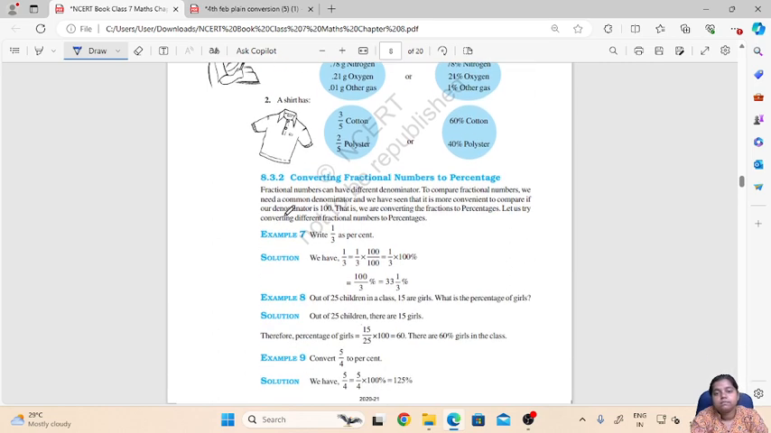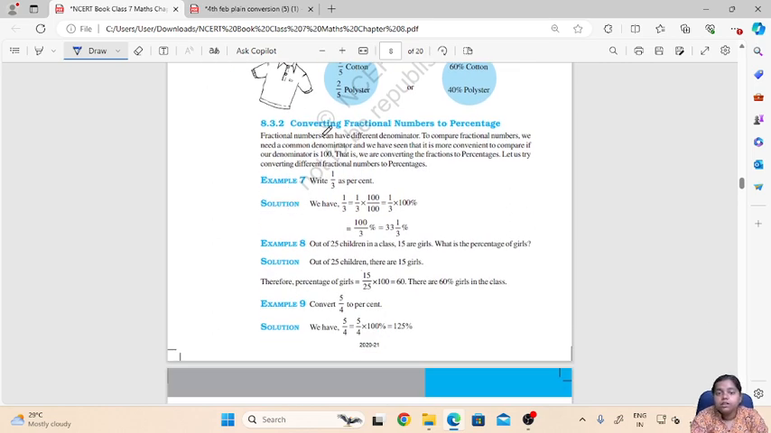Note down this. Now we will convert the fractional numbers to percentage. Here we can convert the fractional numbers into percentage only when there is a common denominator. It is more convenient to convert if the denominator is 100, so we have to try to make the denominator 100.